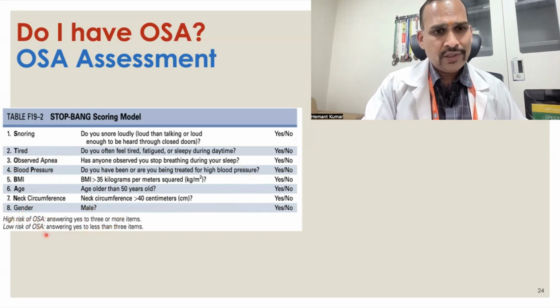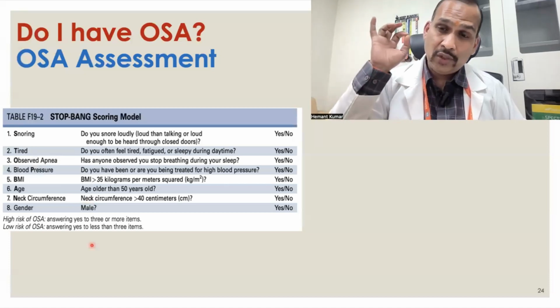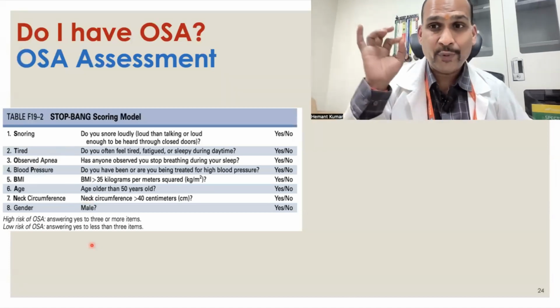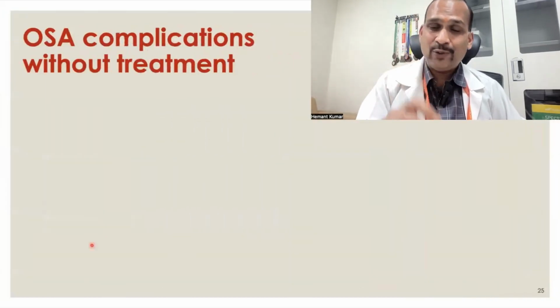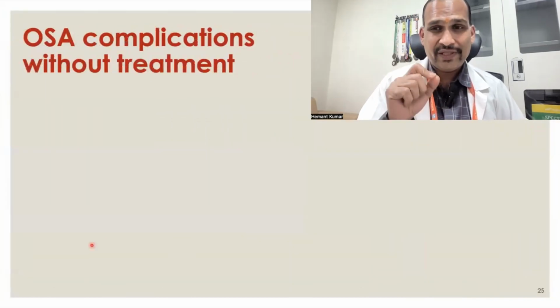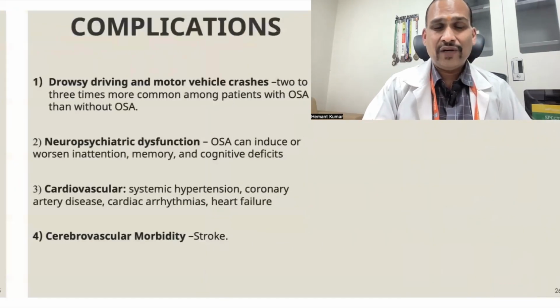So low risk of OSA if less than 3 items are yes. If 3 or more, high risk of OSA. If the patient is at high risk of OSA, we have to evaluate and we have to treat the patient. Otherwise, the patient will have many complications. If you do not treat the patient, the patient may die. So what are the complications?